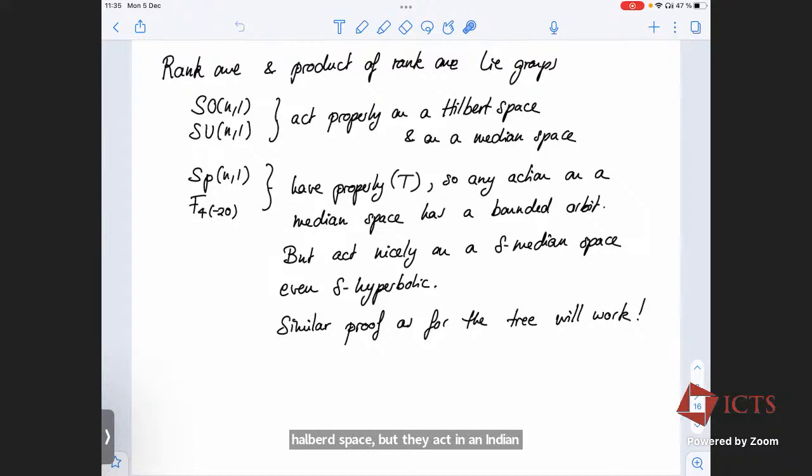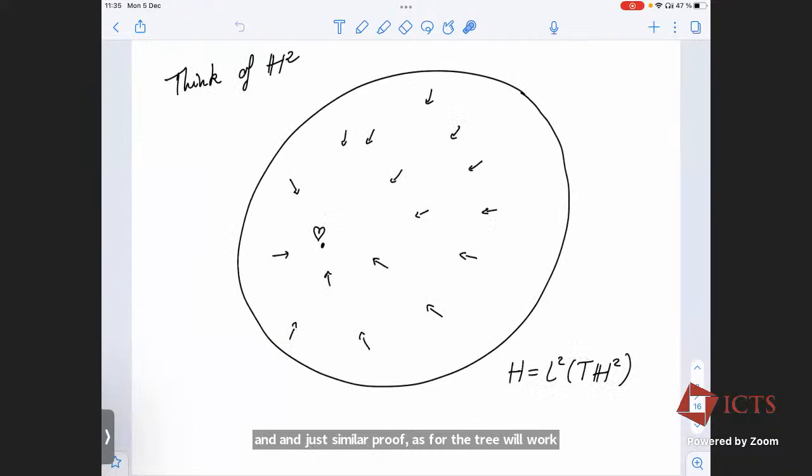And a similar proof as for the tree will work. And this is what I want to show you. So I think of H2, and again, I'm going to take a base point, and now I'm going to take all the vectors pointing to this base point. By the way, this proof that I'm going to give you, that SL2(R) acts properly on a Hilbert space, is morally correct, but it's probably technically not that correct.